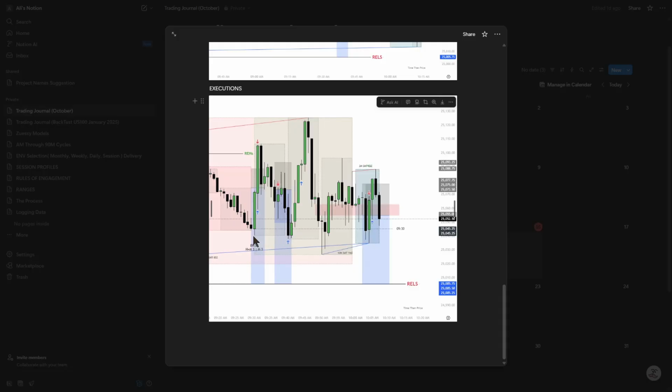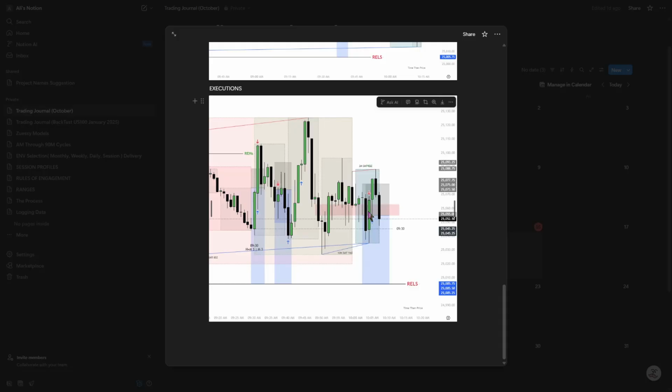I took one partial over here, which was around $500, and I left a runner for here, but it went down and gave me a loss of, I think, $400. So it was like $100 in profit.